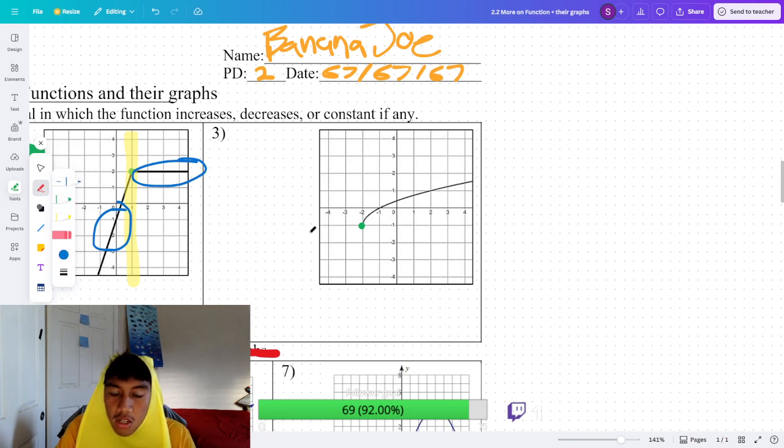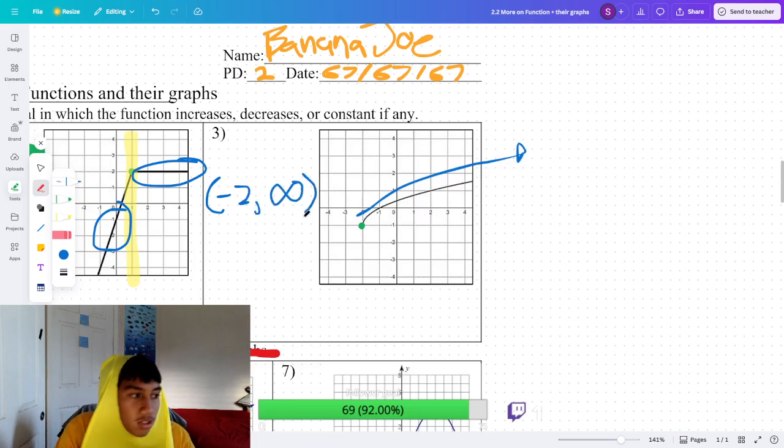Changes, but we realize there's no change. It just keeps going this same way forever. So what do we do? We just plot one point. Start at -2 on to infinity. Simple dimple.